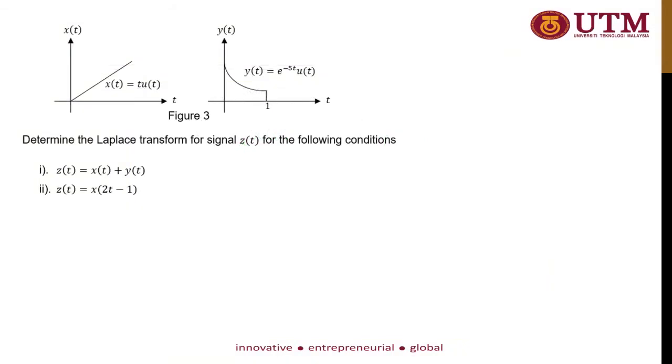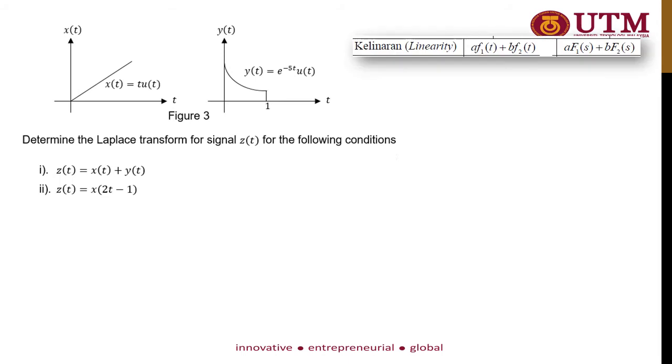Okay, let's look at this question. Determine the Laplace transform for z(t) for the following conditions. The first condition: z(t) equal to x(t) plus y(t). So you need to get Z(s). In this case, again, refer to the table. What types of equation may you have in the s domain? You may find that the addition between two signals has the linearity property, in which the addition of two signals will be the addition of the two signals as well in the s domain.